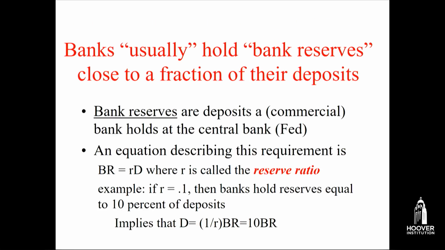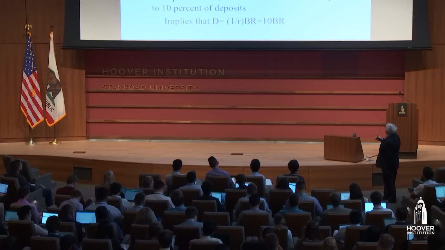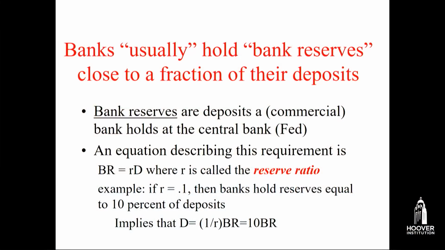It does that, at least in principle and theory, because there's a connection between the amount of deposits you and I have at banks and the amount of deposits that the banks have at the Fed. Those are called bank reserves. By definition, bank reserves are deposits that a commercial bank like Wells Fargo holds at the Fed. So they have a checking account at the Fed, and that's what reserves are. Bank reserves, again, are just deposits that commercial banks hold at the central bank.